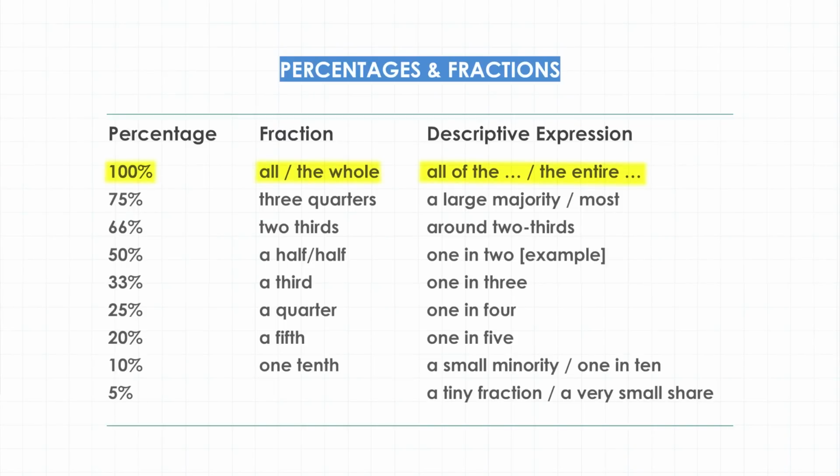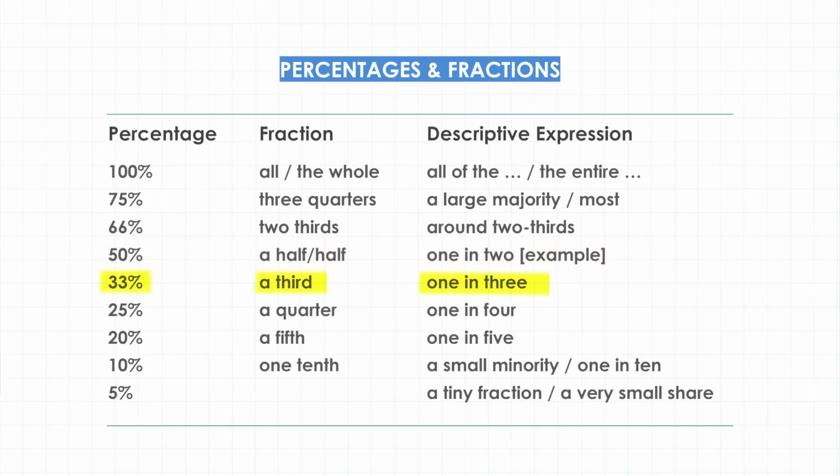It is important that you vary the way you present numbers in your report, and here is how you can do it. If you're talking about 100%, you can say all, the whole, all of the income, the entire population. 75% is 3/4 or a large majority, most. 66% is 2/3. 50% is a half or just half, or 1 in 2. For example, 1 in 2 school children plays sport.